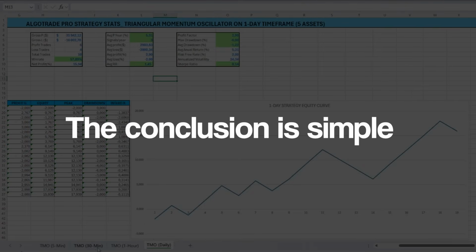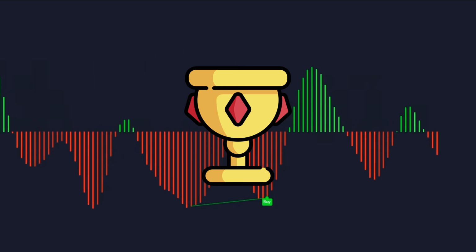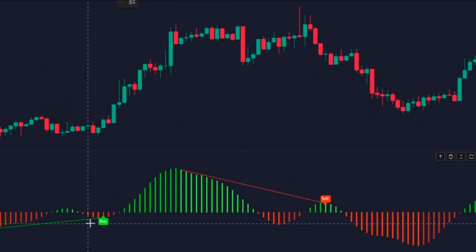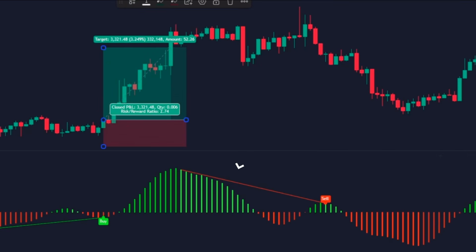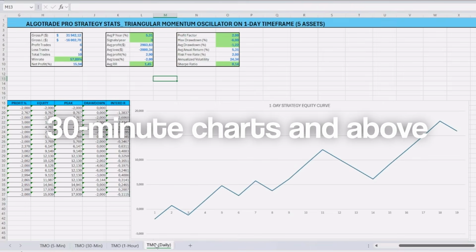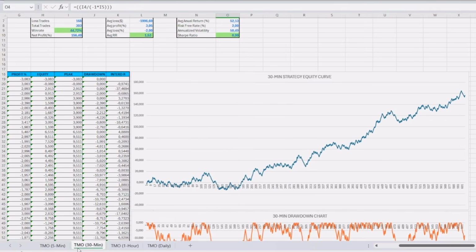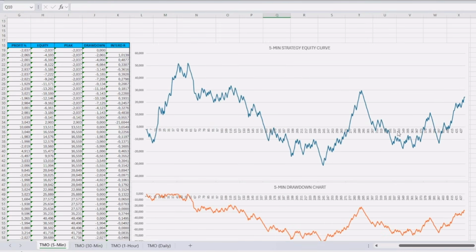So the conclusion is simple. This indicator doesn't turn divergences into a holy grail, but it does remove pivot lag, detects divergences in real time, and works best when noise disappears. If you trade 30-minute charts and above, this tool makes sense. If you chase fast signals on lower time frames, it doesn't.